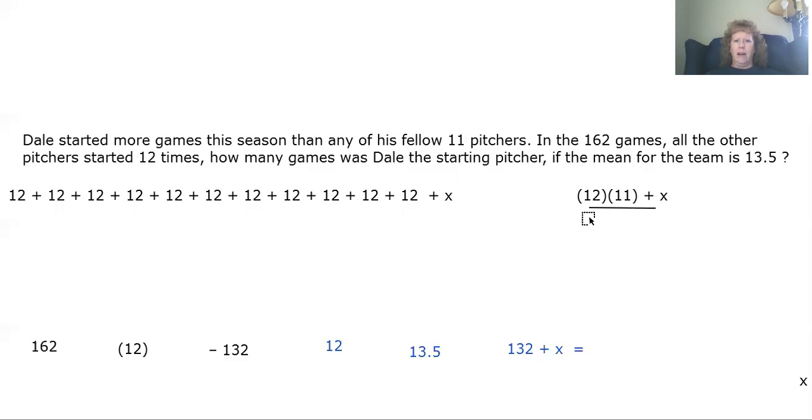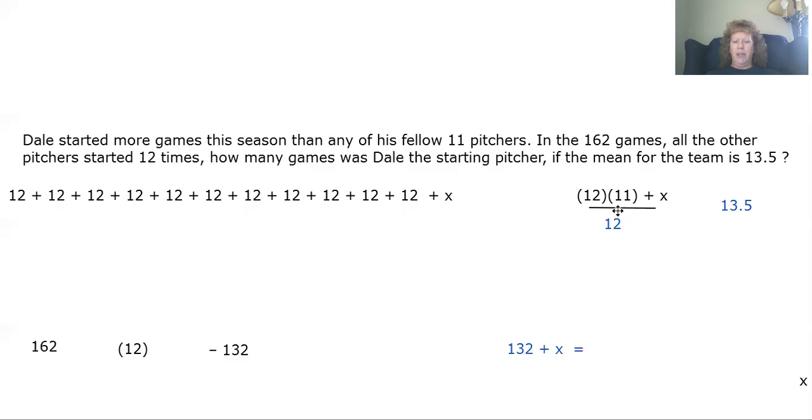You could have had 12 times 11 plus X, or you could have used this row, either one. But you're going to divide these numbers by 12, since there's going to be a total of 12 pitchers, and you're adding up all the times that they started. That would have equaled the 13.5 mean.